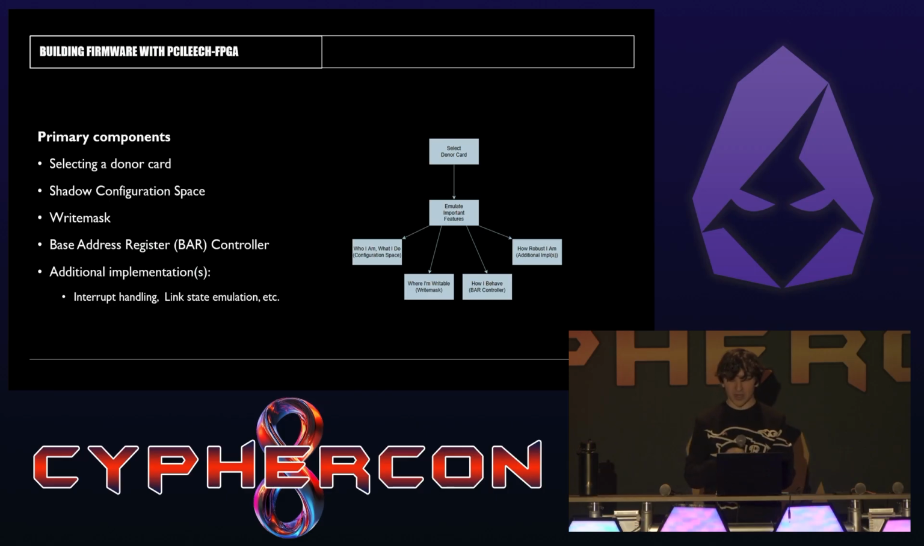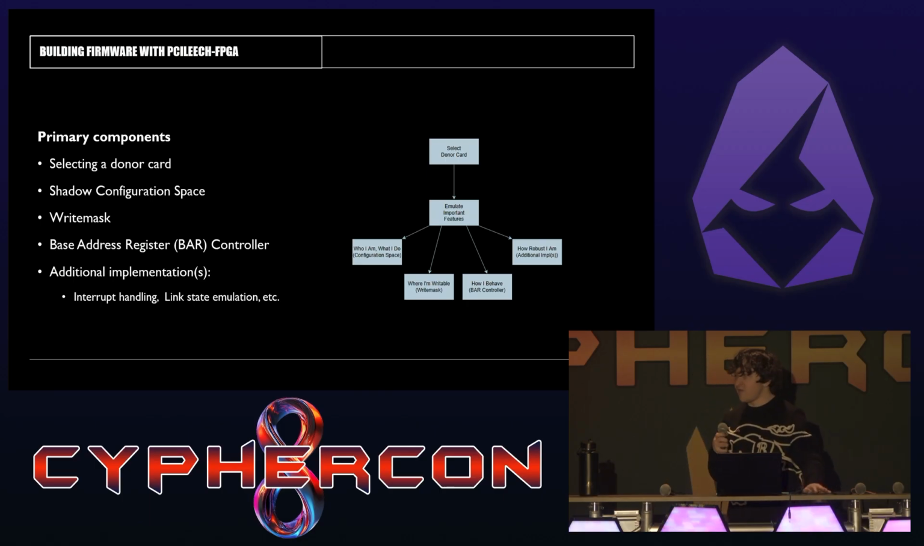So now we'll get into the meat of this talk, which is actually building firmware with PCI Leech FPGA. The main component of direct memory access in this context is to build out that firmware to appear like a legal card. We need to appear like a real legal card, like a network card or something, to actually bypass the anti-cheat by just blending in within our environment.